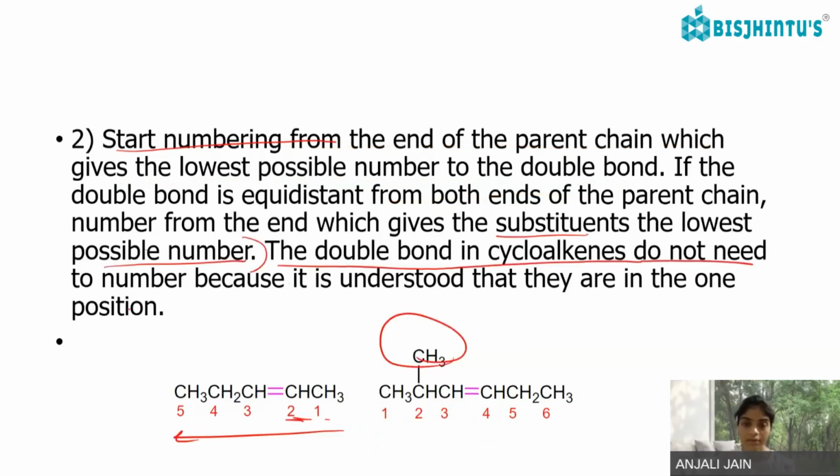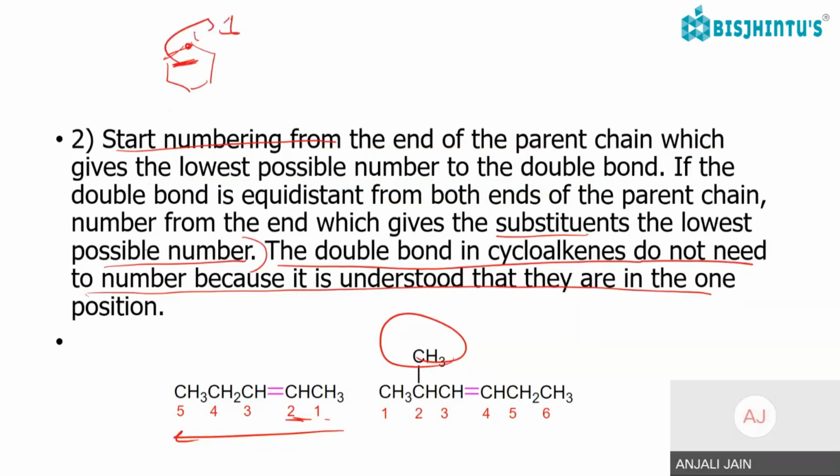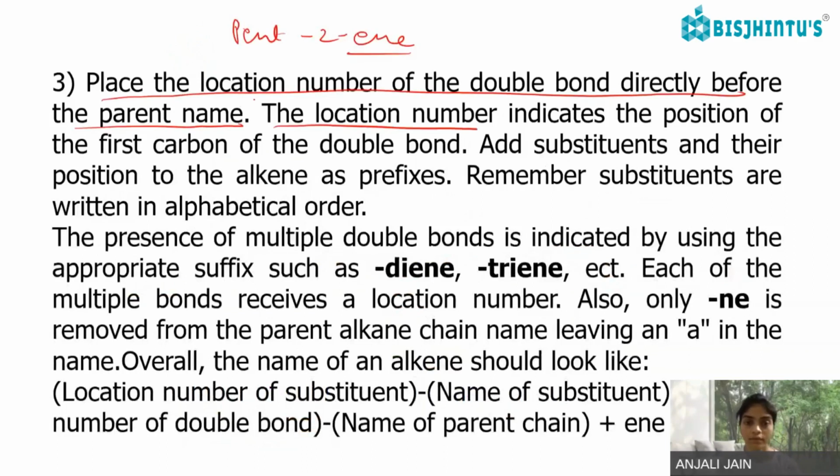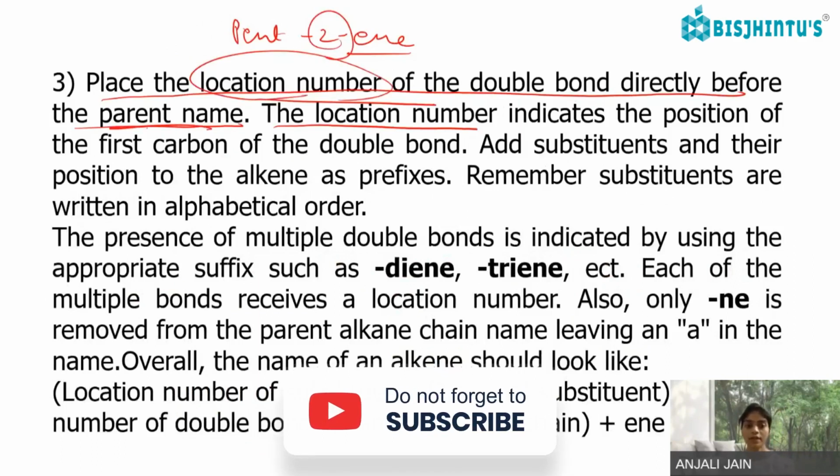The double bond in cycloalkenes does not need a number because it is understood that it is at position one. I will start numbering from here, it will be my first position, so it does not require any number. Place the location number of the double bond directly before the parent name, like pent-2-ene. The location number indicates the position of the first carbon of the double bond.